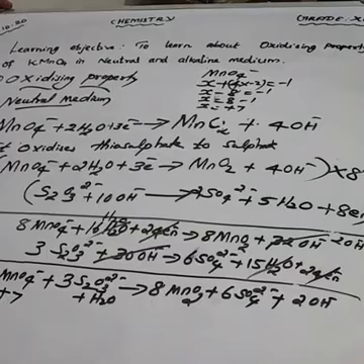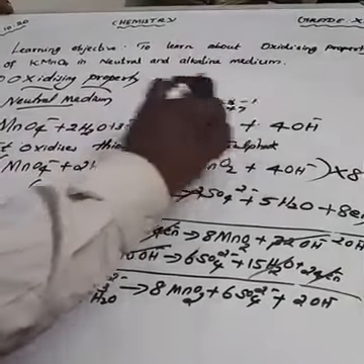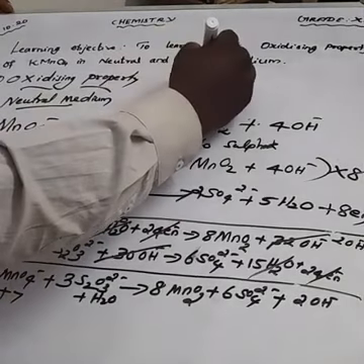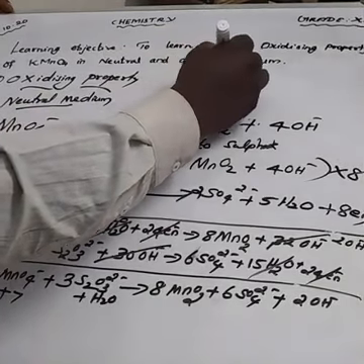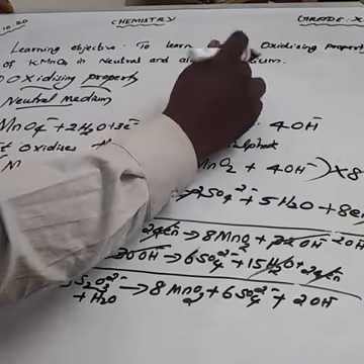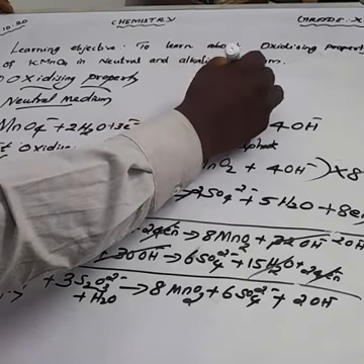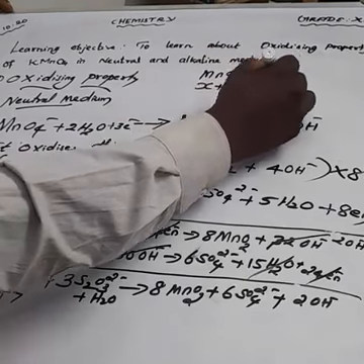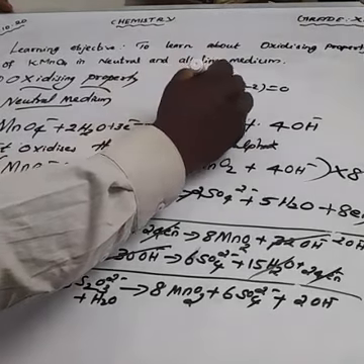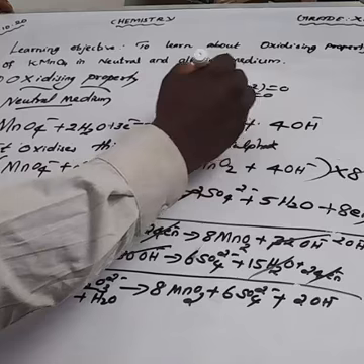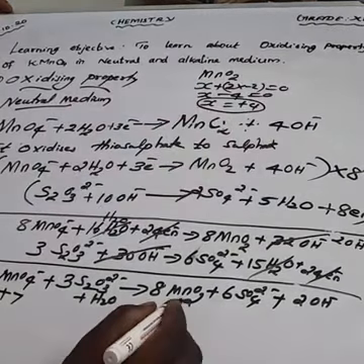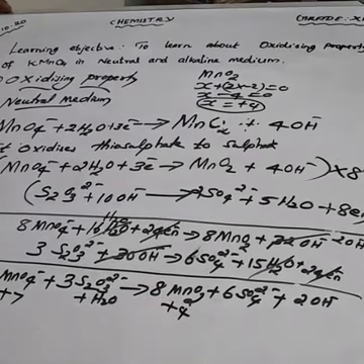About MnO2, what is the oxidation state of Mn? Mn is taken as X plus 2 oxygen having 2 into minus 2 equal to 0. There is no charge, so it is taken as 0. X minus 4 is equal to 0. X is equal to plus 4. Here the MnO2 is in the plus 4 oxidation state.